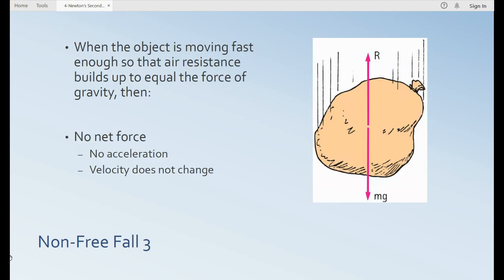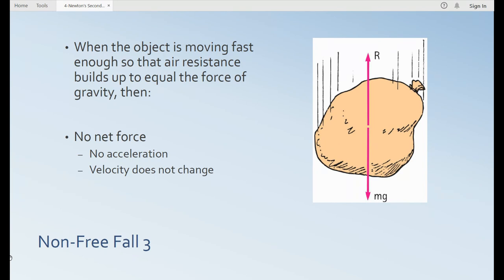So when we have objects in non-free fall that are moving fast enough to build up air resistance, that air resistance starts increasing as they fall faster and faster. And pretty soon, that air resistance can build up enough to equal the force of gravity pulling that object down. And when that happens, the force of gravity pulling it down and the air resistance cancel each other out. So we have no net force. The sum of the forces is going to equal zero.